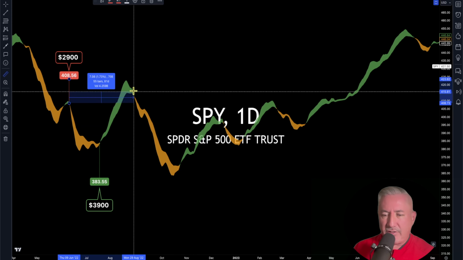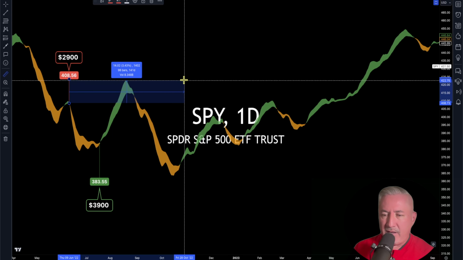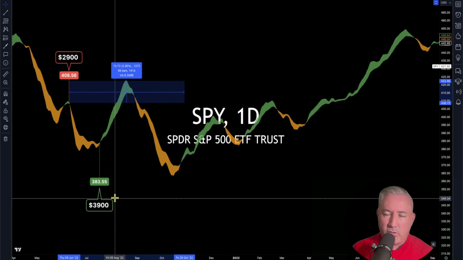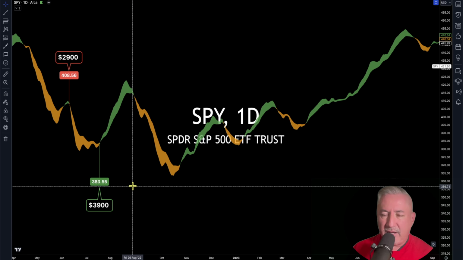So I'm going to measure the time here, and the first two trades were over 141 days. Okay. Now you have 3,900 plus 2,900. That's not bad extra cash, guys. That pays for a lot of stuff, especially gasoline.